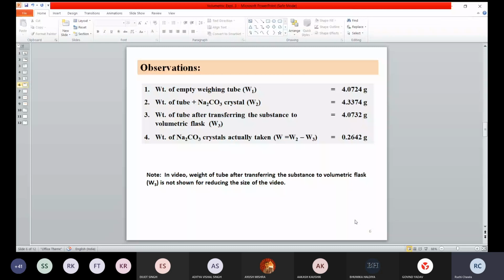So from here the observation part starts. You can note down, in fact, these values. So first it has to be the weight of the empty weighing tube, then the weight of the tube with sodium carbonate crystals, then after transference the weight, and finally the weight that you have transferred to the volumetric or measuring glass.